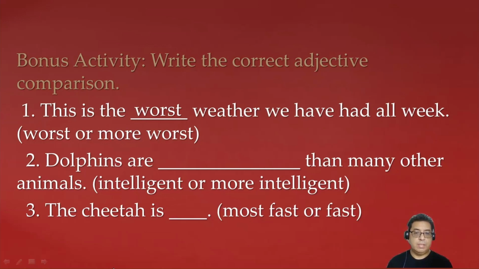Number two, dolphins are blank than many other animals. Which one are you going to choose? Right, more intelligent. Dolphins are more intelligent than many other animals. And number three, the cheetah is blank. What are you going to choose? Most fast or fast? Right, it's going to be fast.